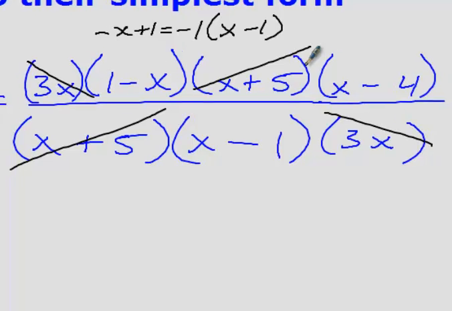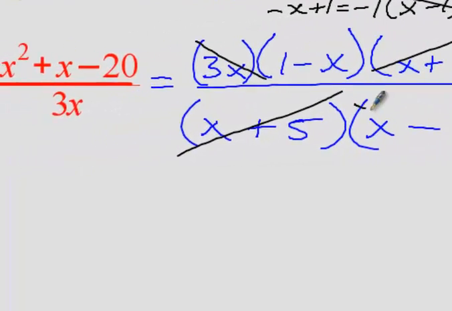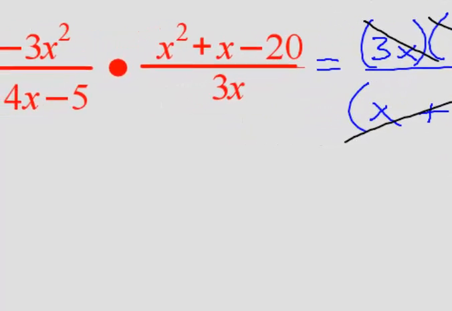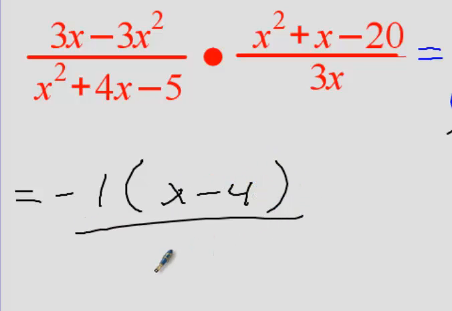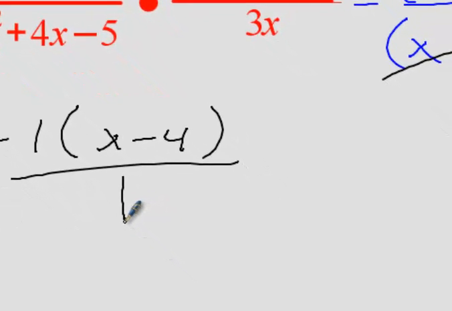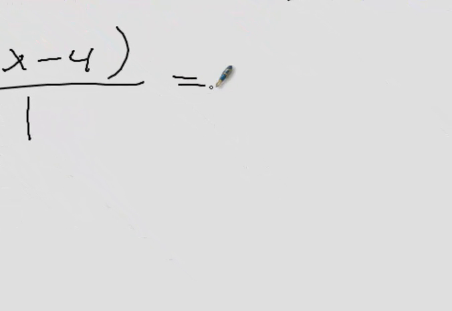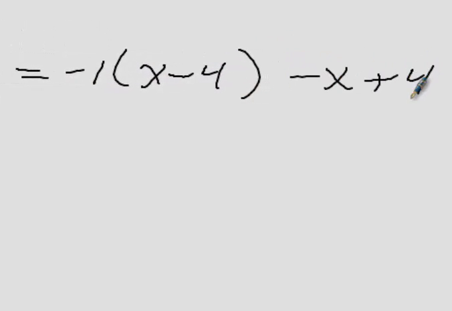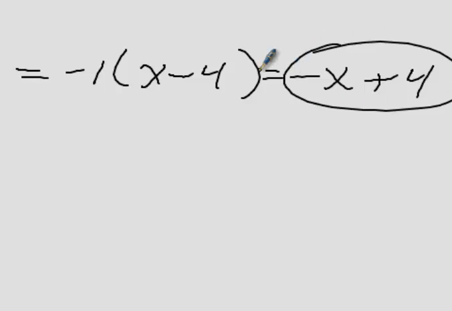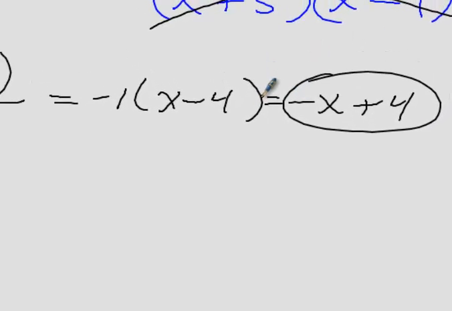So now is there anything that matches? The x minus 1 matches with that, and that's out. So that leaves me with a negative 1 times x minus 4 on top all over what goes on the bottom. 1, because we're using division, so you'll just have a 1 on the bottom. So if I multiplied this out, your final answer would be negative 1 times x minus 4, or negative x plus 4. So this disgusting thing became that.